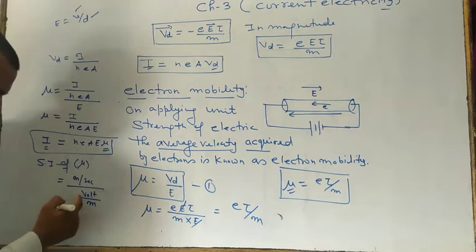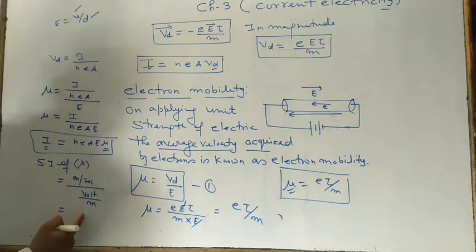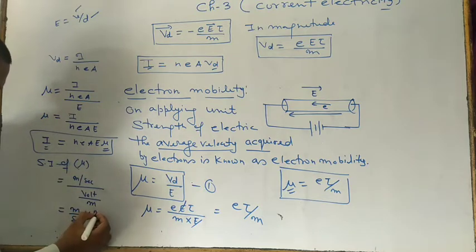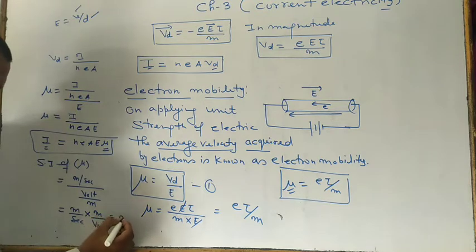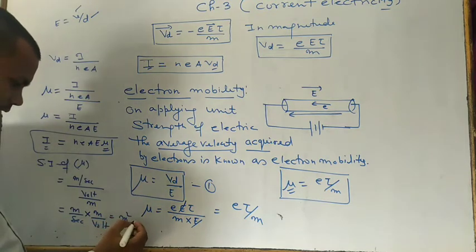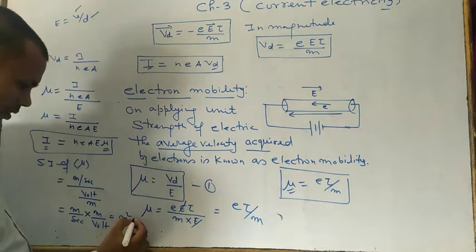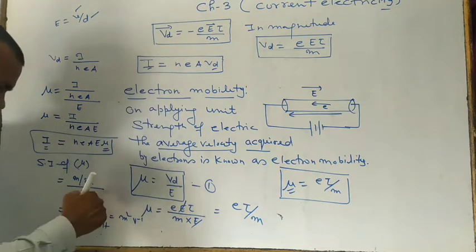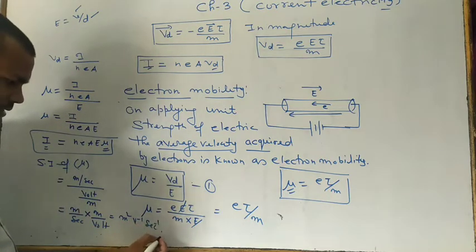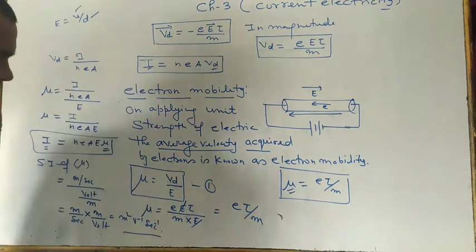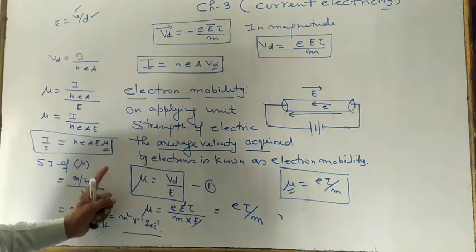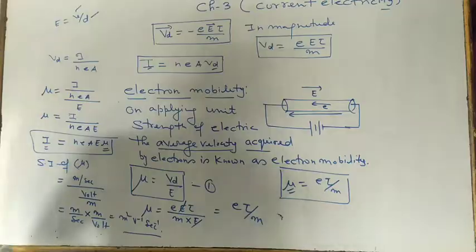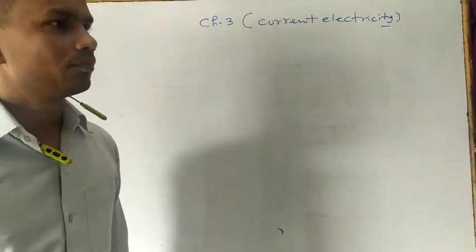Or we can solve, and this we can write meter per second, and then this is the reverse, here meter, and then after this is volt. So this is meter square, volt inverse, and second inverse. This is the SI unit of electron mobility. The discussion of the electron mobility.